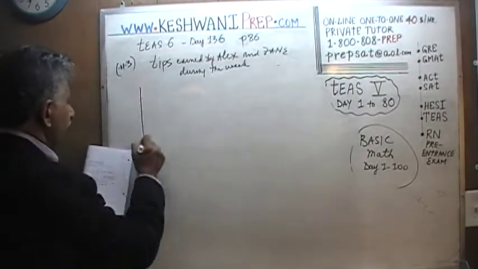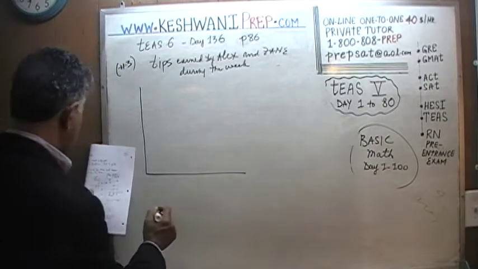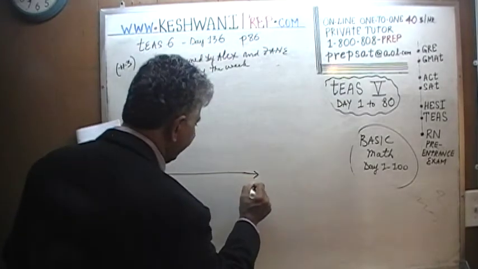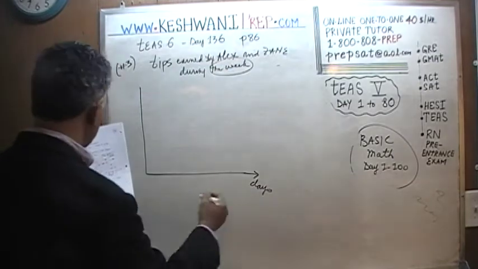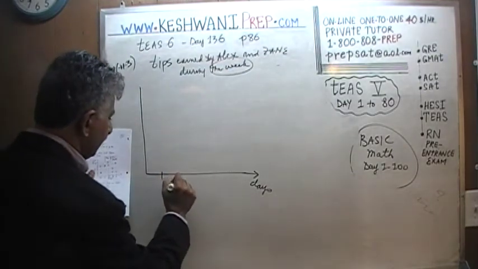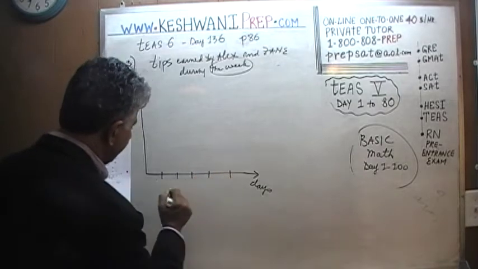So here are two axes. On the x-axis we are given the days of the week. That's what it says, during the week. So these are the days of the week. We're going to have Monday, Tuesday, Wednesday, Thursday and Friday.